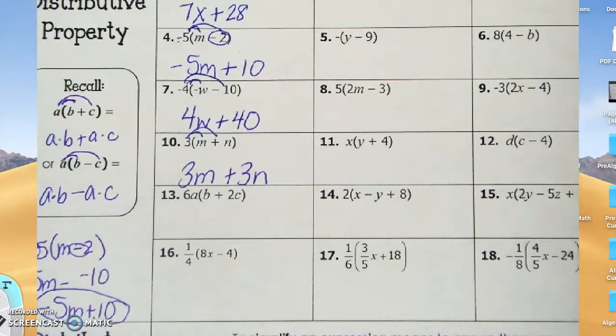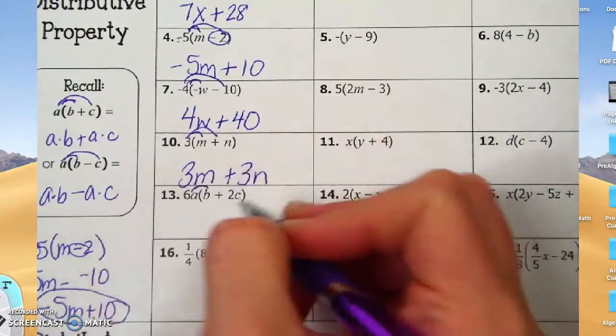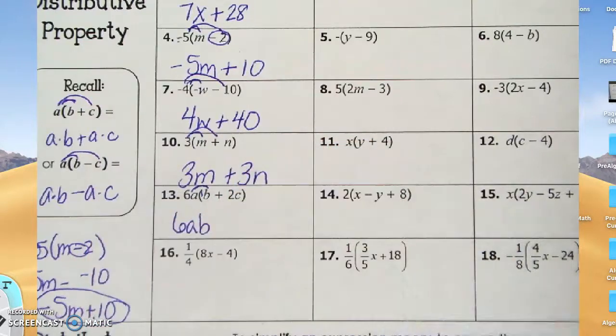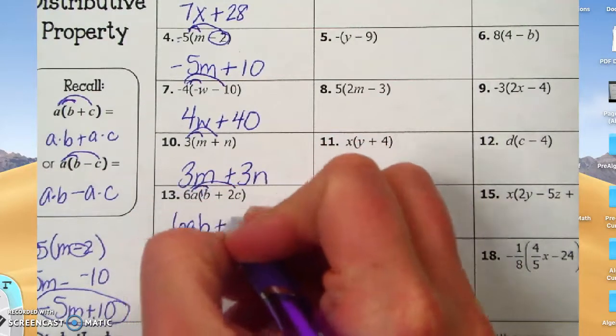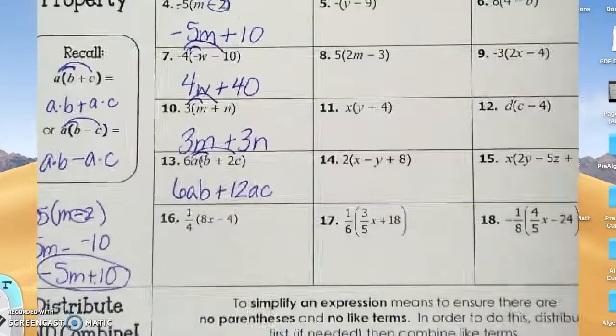Now we have numbers and variables, so you're going to do 6a times b. So you're thinking 6 times 1 is just 6, and then the a and the b go right next to each other as multiplication. For this one, you're going to do 6 times 2, which gives you 12, so plus 12ac. Technically, order doesn't matter, but we like to have it in alphabetical order.